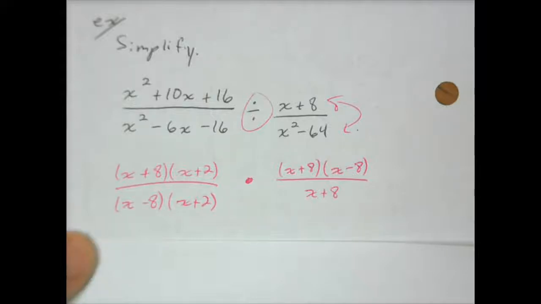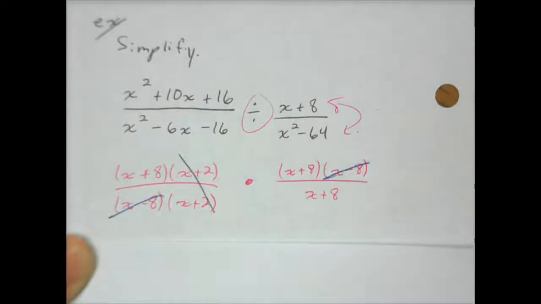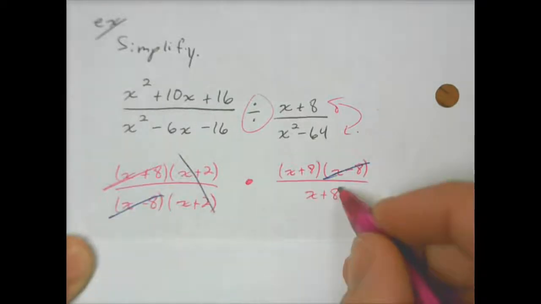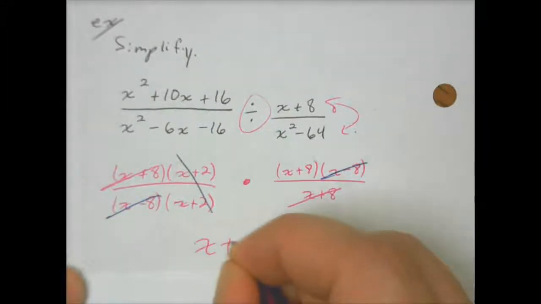A lot of stuff's going to go away. All right, x plus 2 divided by x plus 2 makes 1. X minus 8 over x minus 8 makes 1. X plus 8 over x plus 8 makes 1. So I am just left with x plus 8.